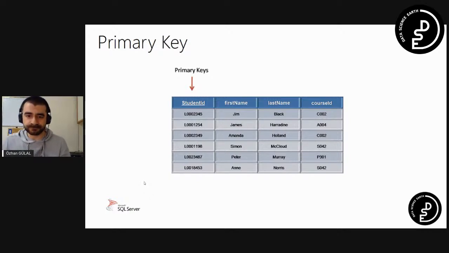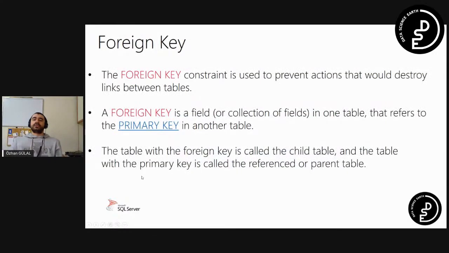Okay, let's continue. If you have a primary key, you need a foreign key in a different table. Foreign key constraint is used to prevent actions that will destroy links between tables. Foreign key is a field, or maybe we can say a collection of fields in one table, that refers to the primary key in another table.